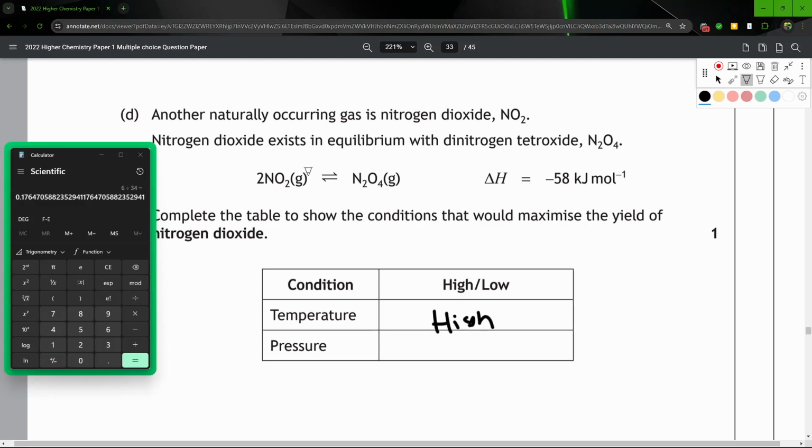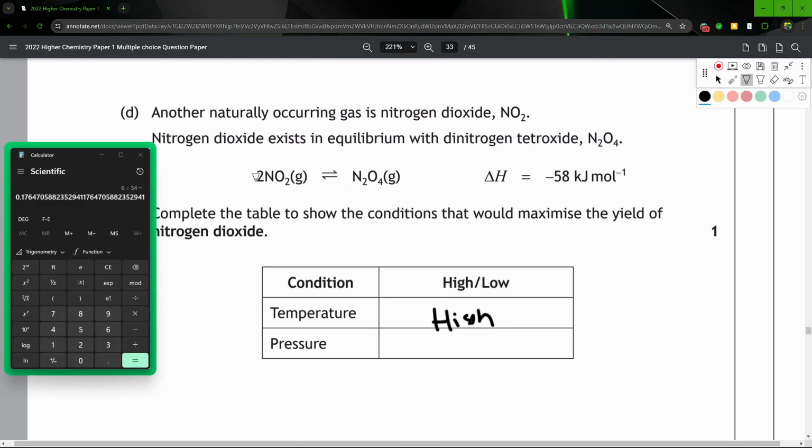And then notice they're both gases, right? But we have 2 moles on this side and we have 1 mole on this side. So that means when we want to mess around with pressure, we actually want to decrease the pressure, so we'll have it as low. So that means it wants to make more moles of gas of the thing we want.